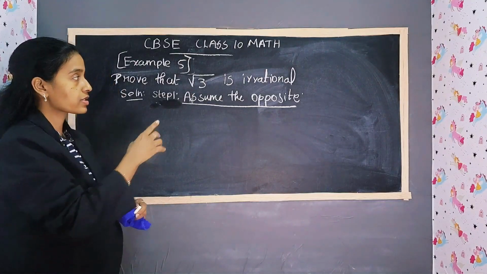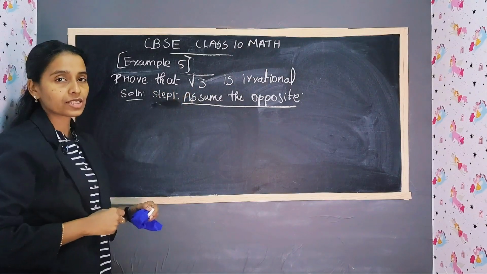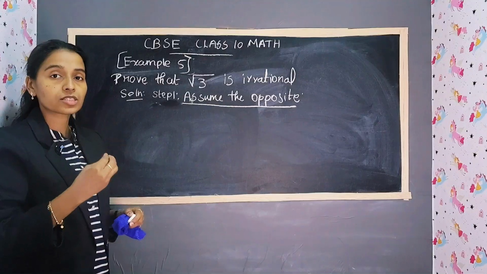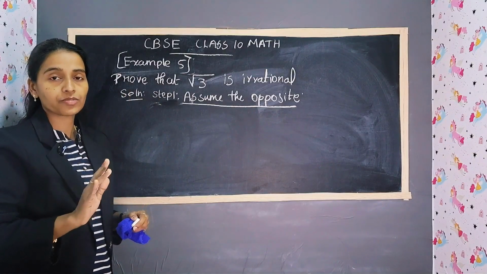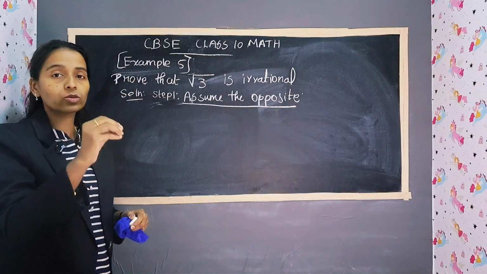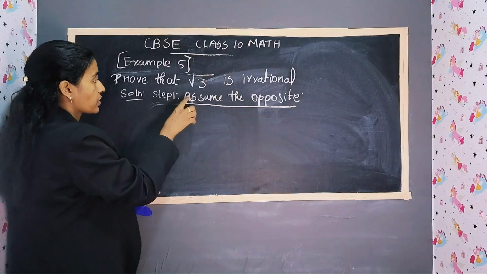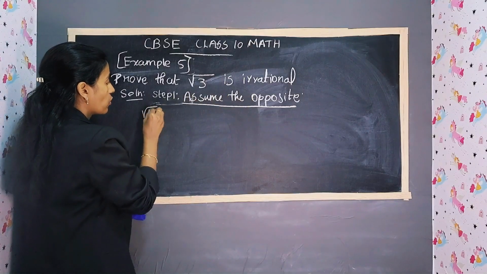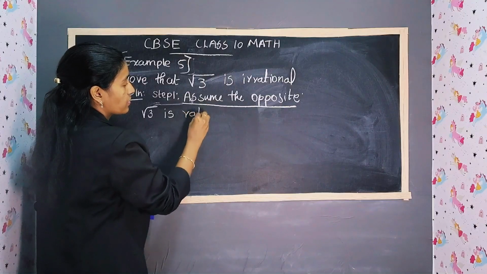Here, what is the opposite? Actually, we need to prove that root of 3 is irrational, right? So we are going to assume the opposite, which means root of 3 is rational. We are just assuming that square root of 3 is rational. So assume the opposite means square root of 3 is rational.